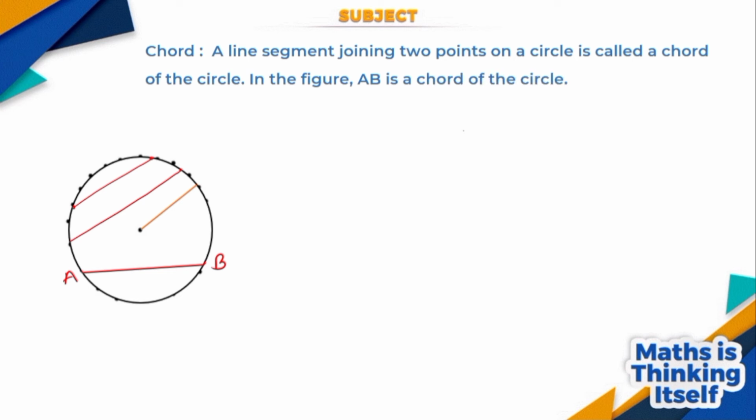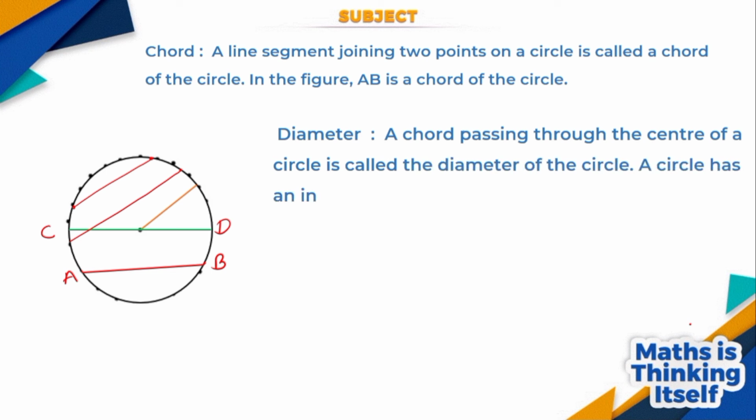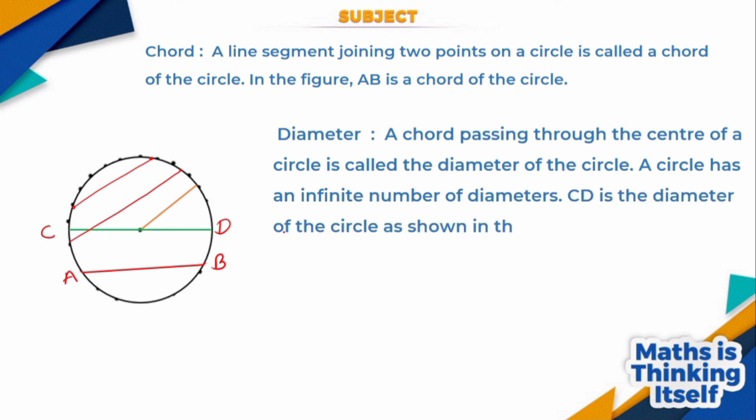Then next, the chord passing through the center. ये chord क्या center से pass हो रहा है. Diameter: a chord passing through the center of a circle is called the diameter of the circle, and a circle has an infinite number of diameters. CD is the diameter of the circle as shown in the figure.